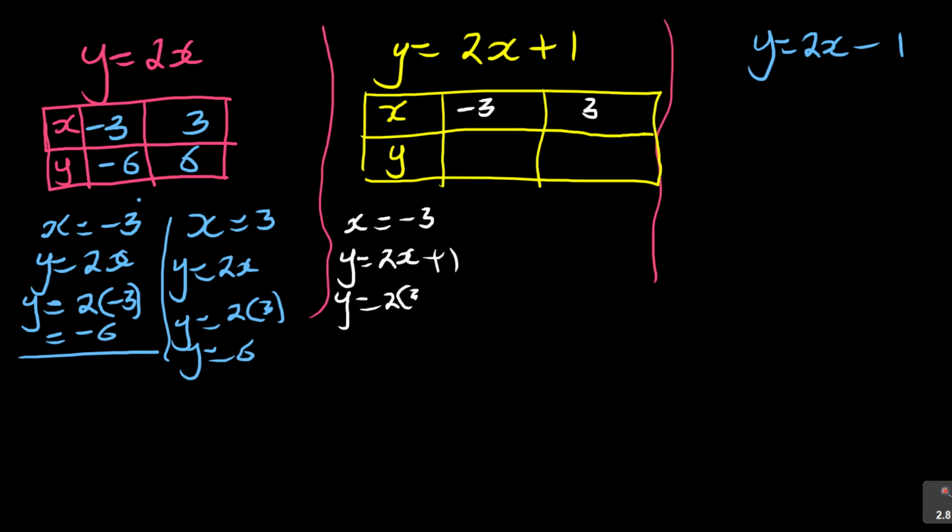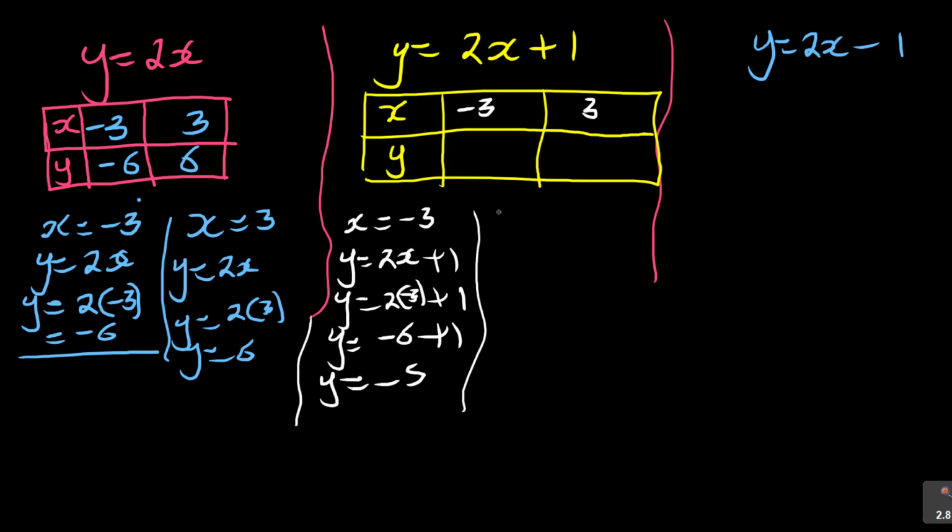You put a bracket of negative 3, sorry, not 3, it's negative 3, plus 1. Y is equal to, use a calculator or you can do it mentally, 2 times minus 3 is minus 6 plus 1. Y is equal to what? Negative 5. You can cross check that. You can do the next one. When x is equal to positive 3, y is equal to 2 times positive 3 plus 1. So y is equal to 6 plus 1, which is 7. So here you have 7, here you've got minus 5.